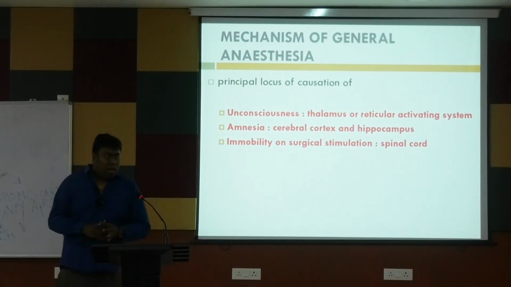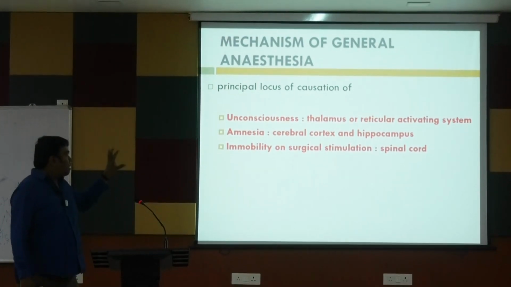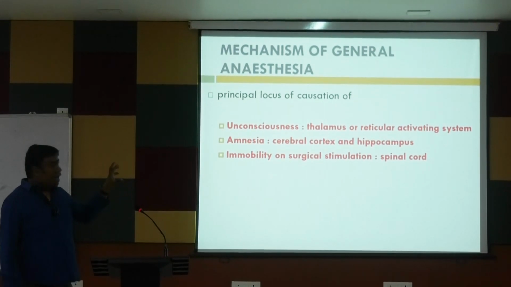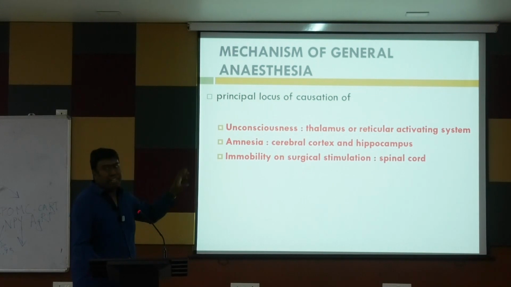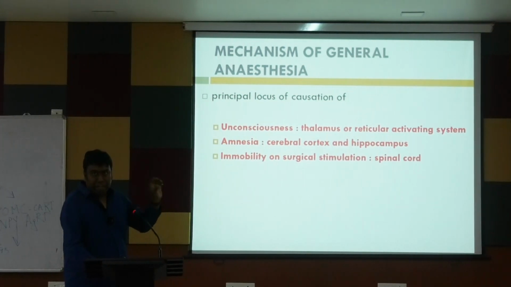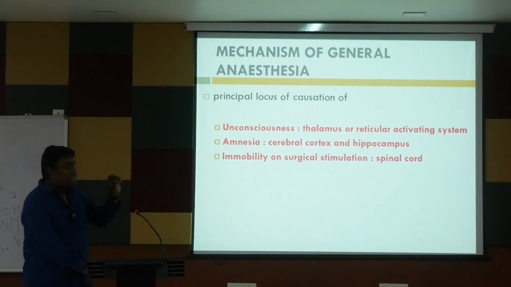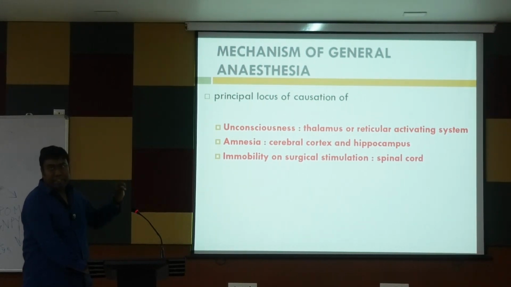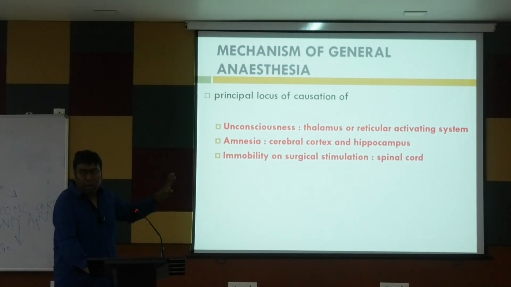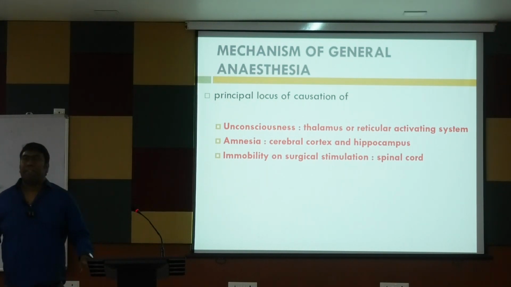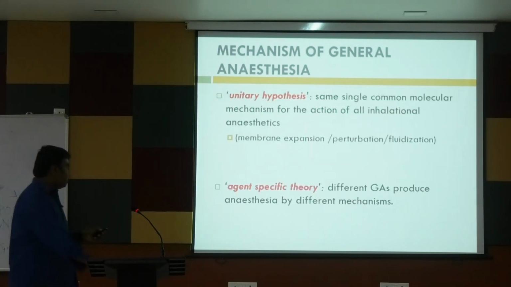The principle of the general anesthetics: unconsciousness. The action occurs in the reticular activating system or RAS, in the thalamus. RAS is involved to produce the unconsciousness. For amnesia, the hippocampus and cortex are involved. For immobility, the spinal cord. So, location and their effects.